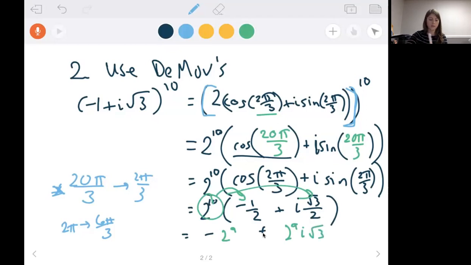Now at this point, that looks pretty terrible. What we want to do is go in there and clean that up. You just do 2 to the 9th in Desmos, you get 512. So this is negative 512 plus 512 I square root of 3.